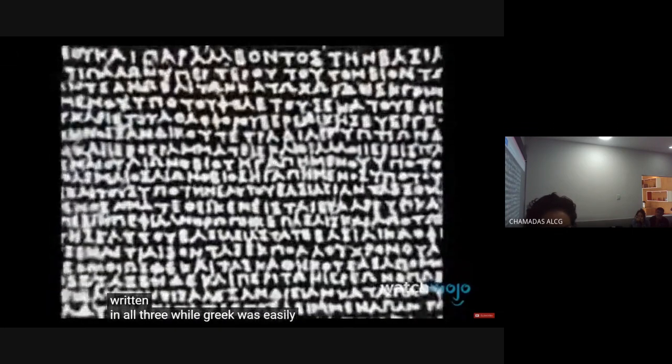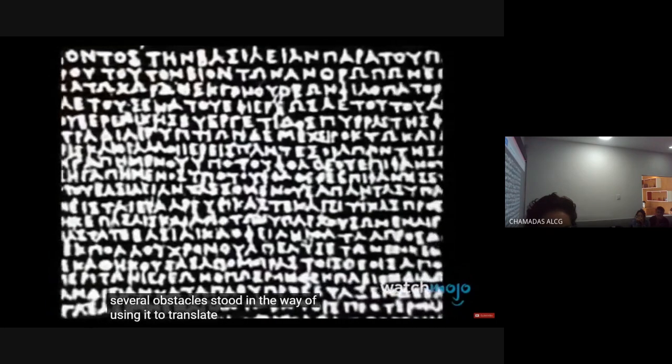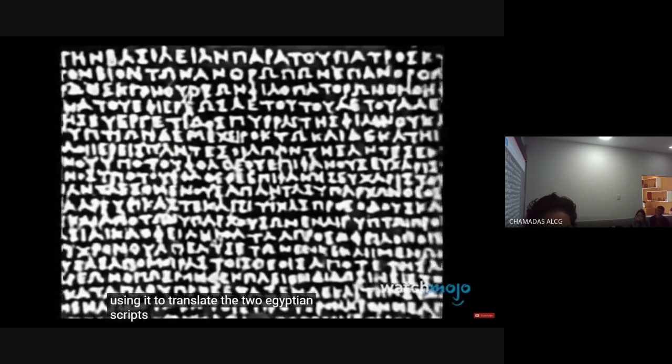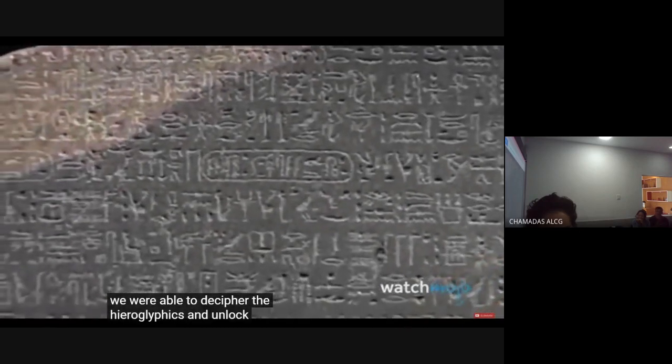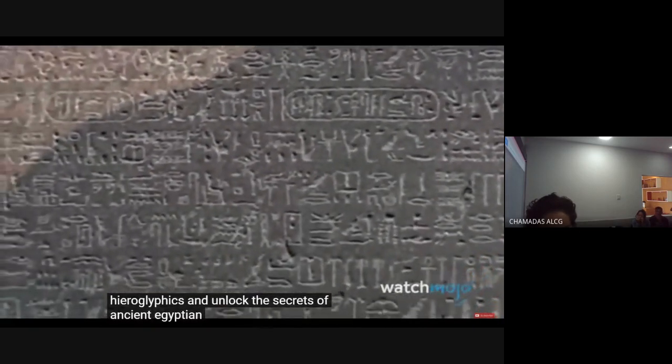While Greek was easily understood, several obstacles stood in the way of using it to translate the 2 Egyptian scripts. By using the Greek, which is still widely understood by researchers, we were able to decipher the hieroglyphics and unlock the secrets of ancient Egyptian writing.